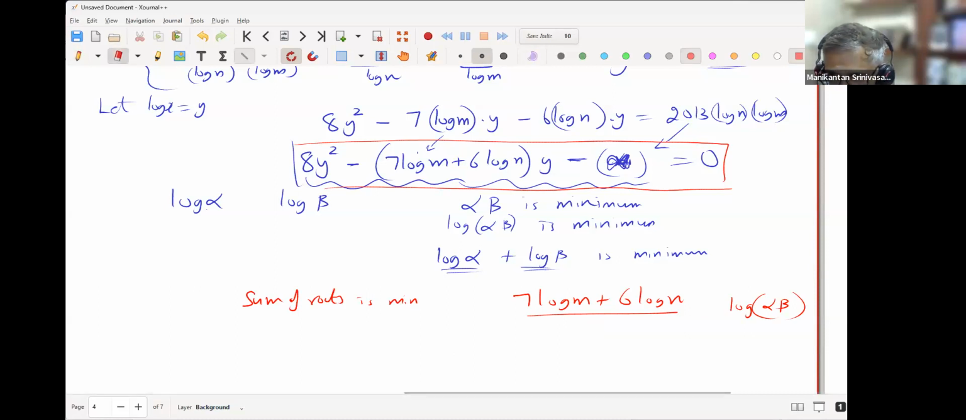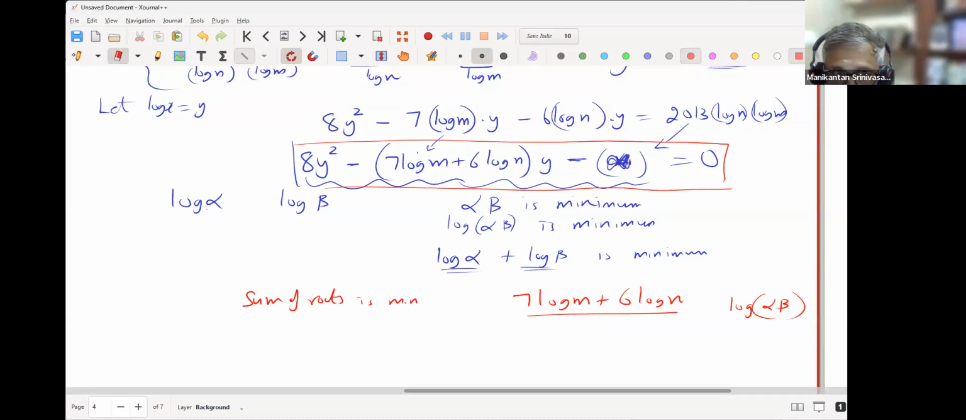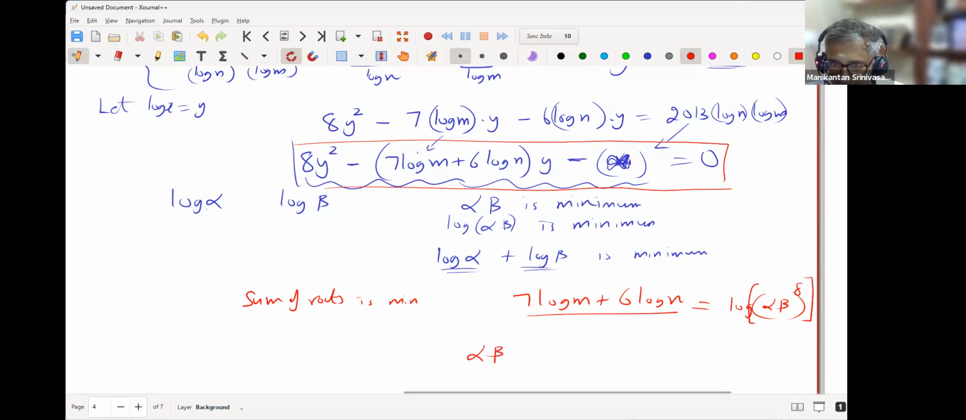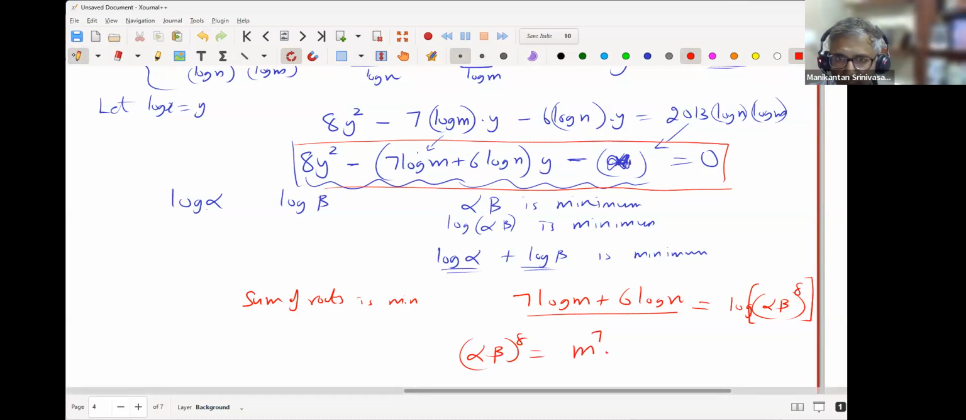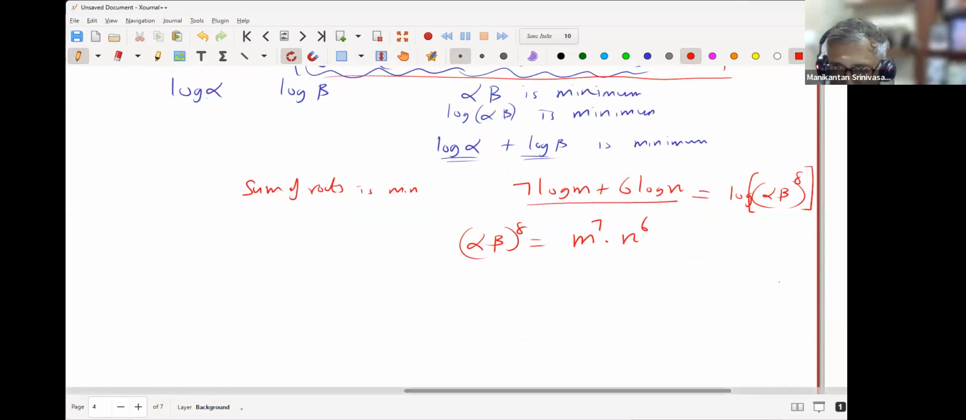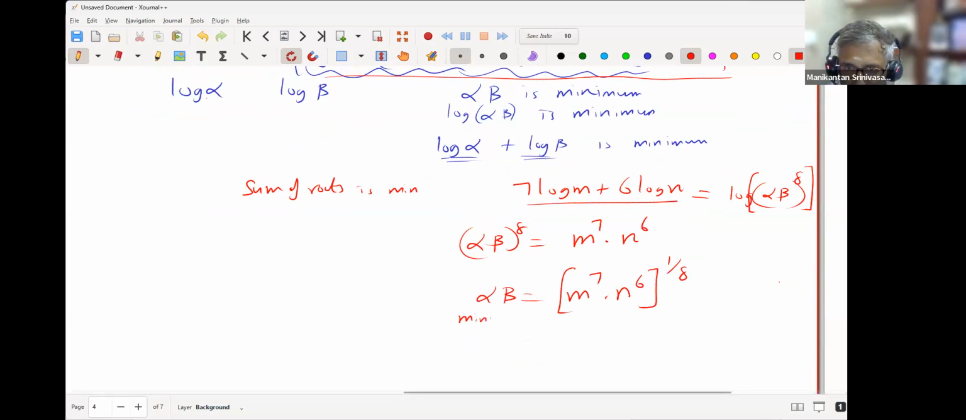Which means I'll take this as log of alpha beta power 8 is this, right? So alpha beta power 8 is m power 7 into n power 6. Okay, so alpha beta is m power 7 into n power 6 whole power 1 by 8. And we want as minimal value for this as possible.